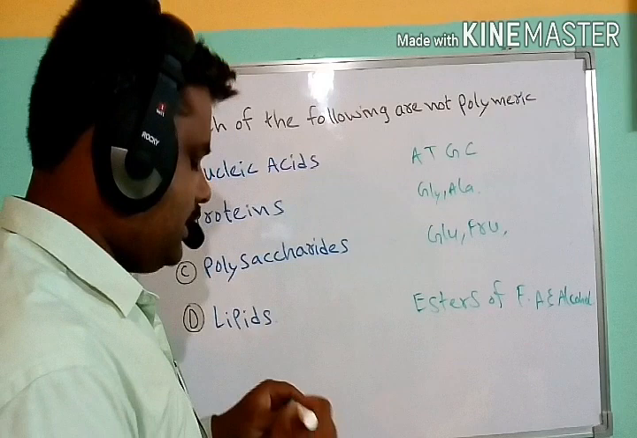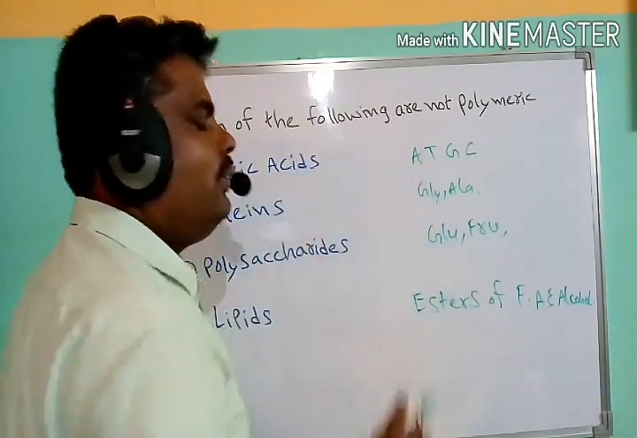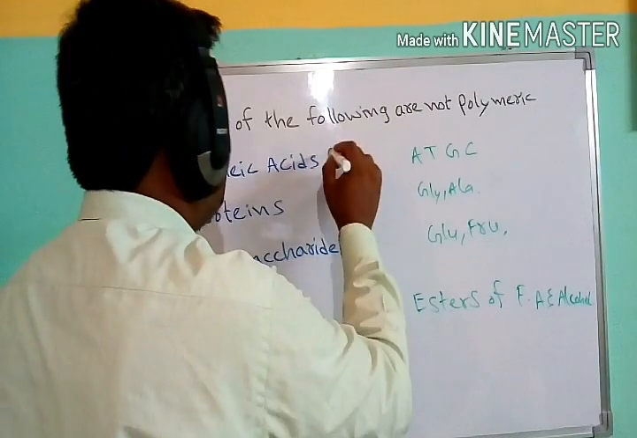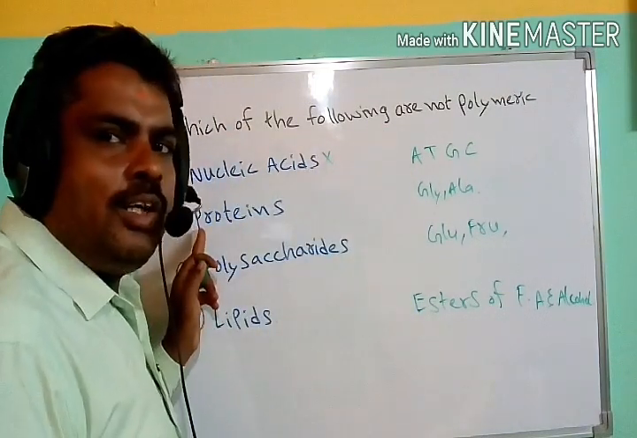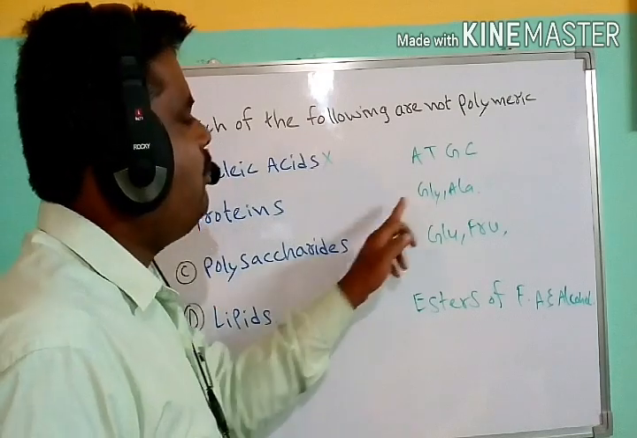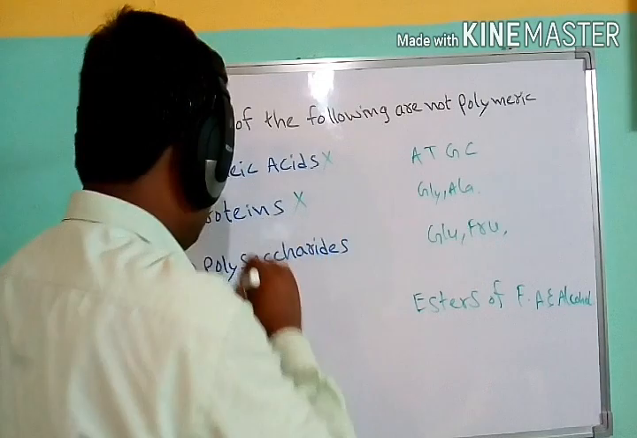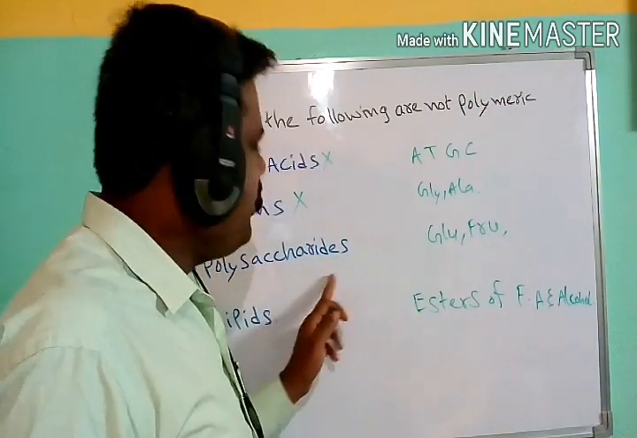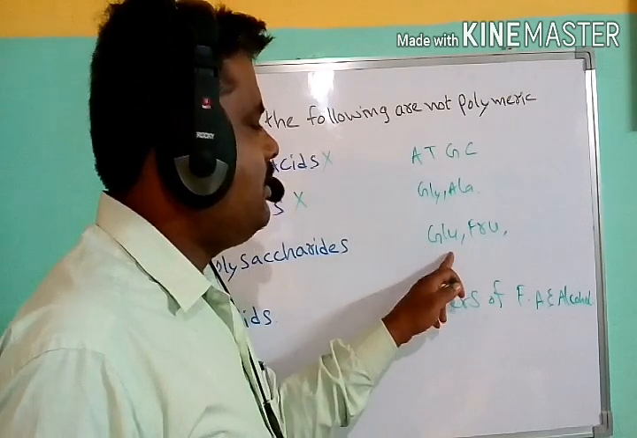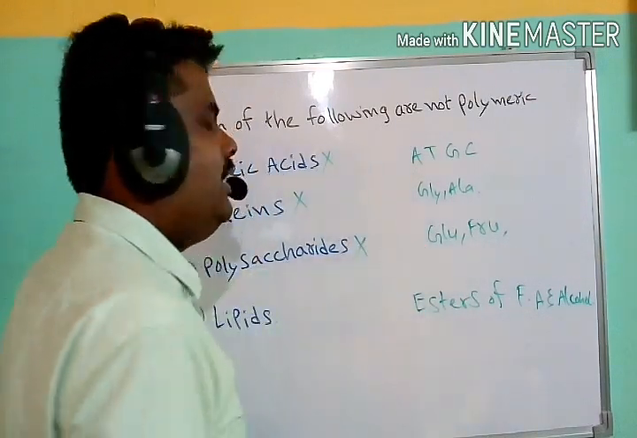Next, let us see the options here. Nucleic acids are the polymers of nucleotides, so it is not a correct option for this question. Next, coming to proteins. Proteins are also polymers of amino acids, so it is not a correct option for this question. Next, polysaccharides. Polysaccharides are also polymers of monosaccharides, so it is also not a right option for this question.